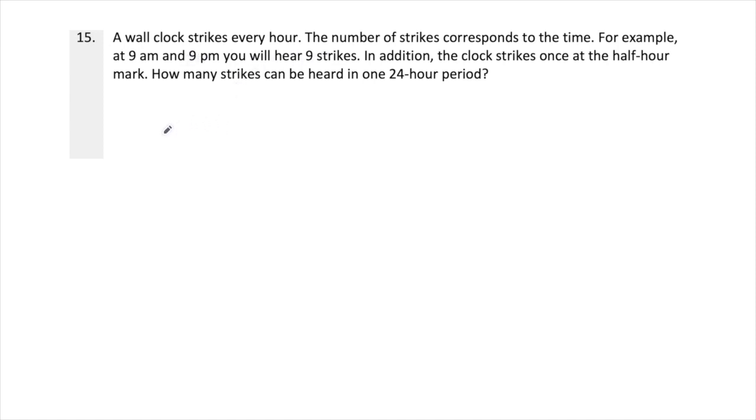So that means the number of strikes in the 12-hour period is equal to 1 plus 2 plus 3, and so on until we add 12. Because at 1 o'clock, there is 1 strike. At 2 o'clock, there are 2 strikes. And at 3 o'clock, there are 3 strikes. And so on until we reach 12 o'clock. So adding all of this up, we get 78.